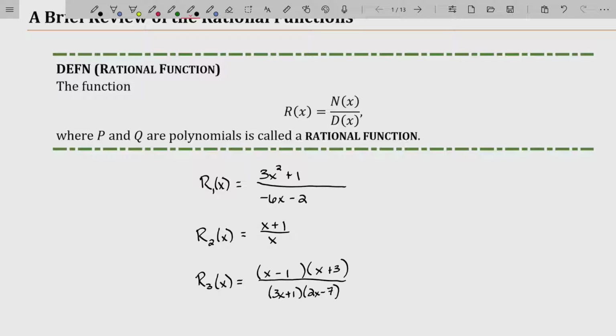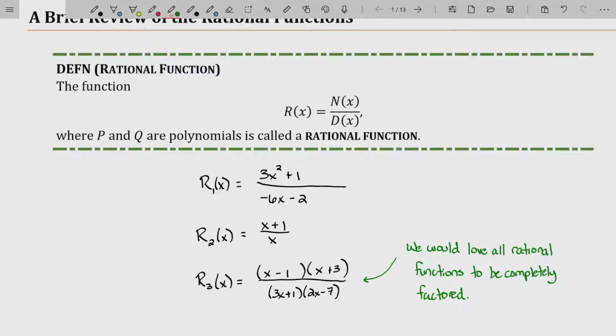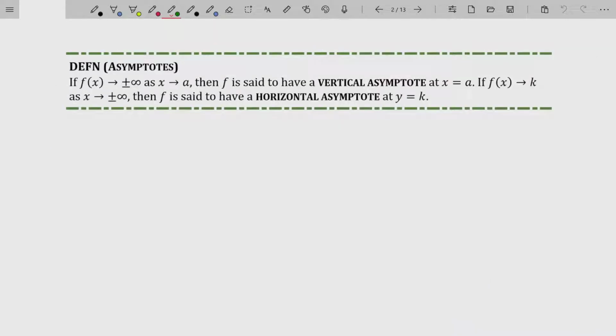The last one in that list is a prefactored rational function. And really the ultimate goal with rational functions is to get them factored. That's the big ideal that we would like to reach with rational functions. And whenever you're dealing with rational functions, the huge topic that you have to be highly aware of is the rational function's asymptotes.